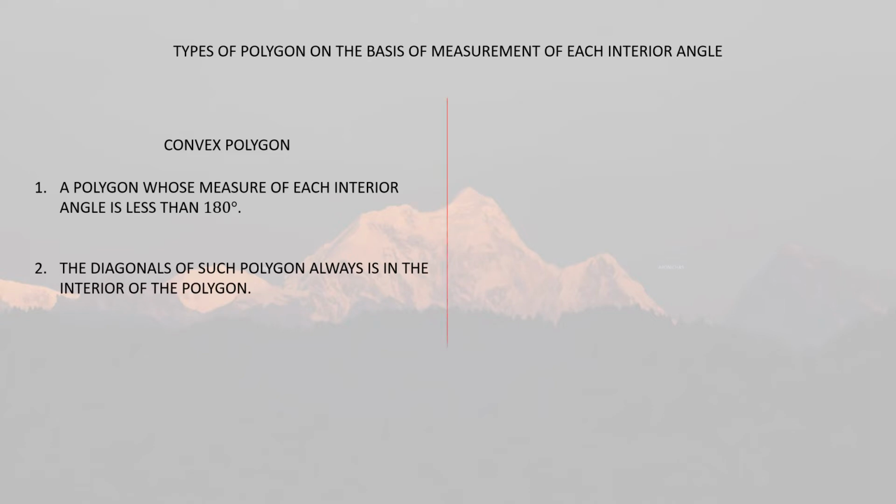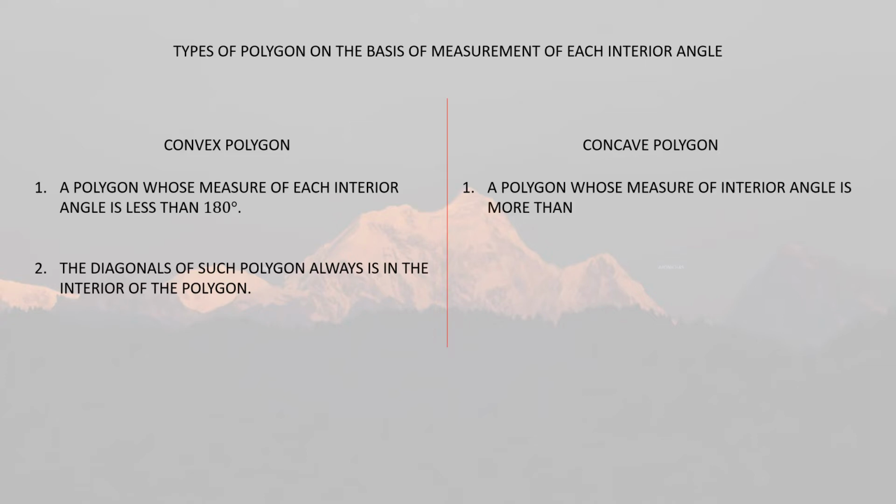The second type is the concave polygon. Here, an interior angle may be more than 180 degrees and the diagonals may be outside or in the exterior part of the polygon. So a convex polygon and a concave polygon.